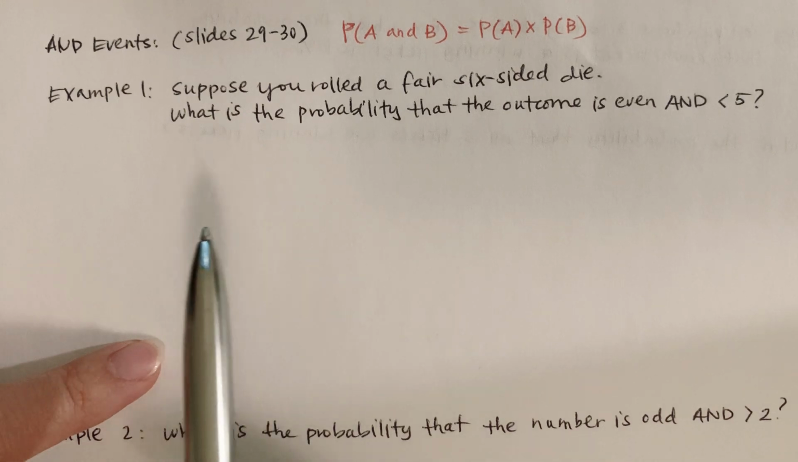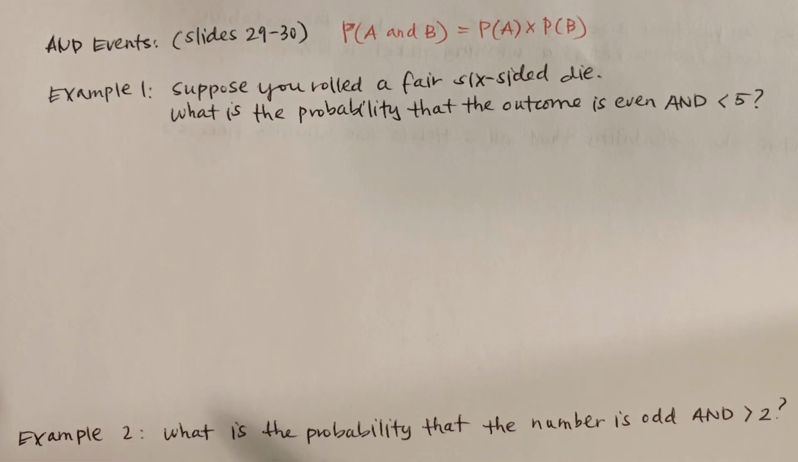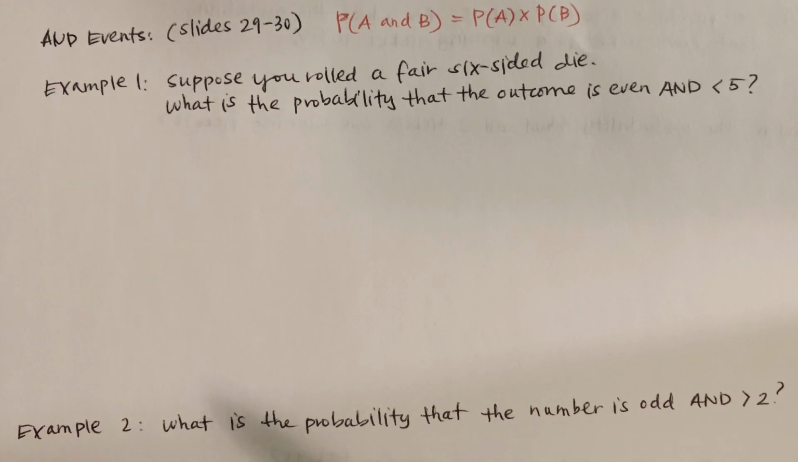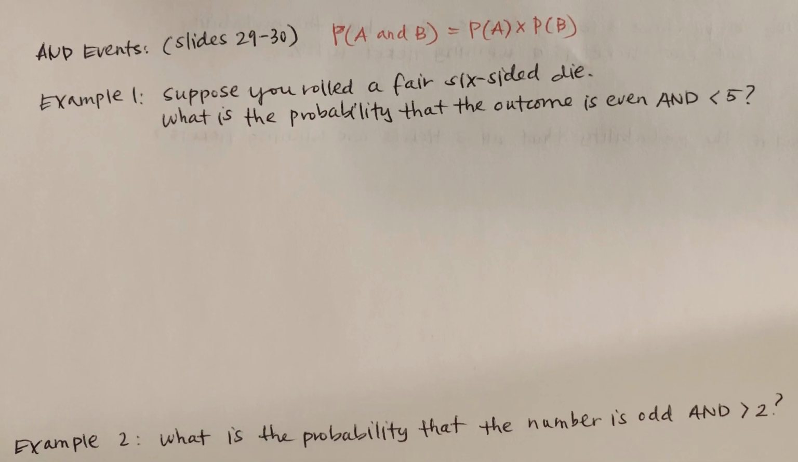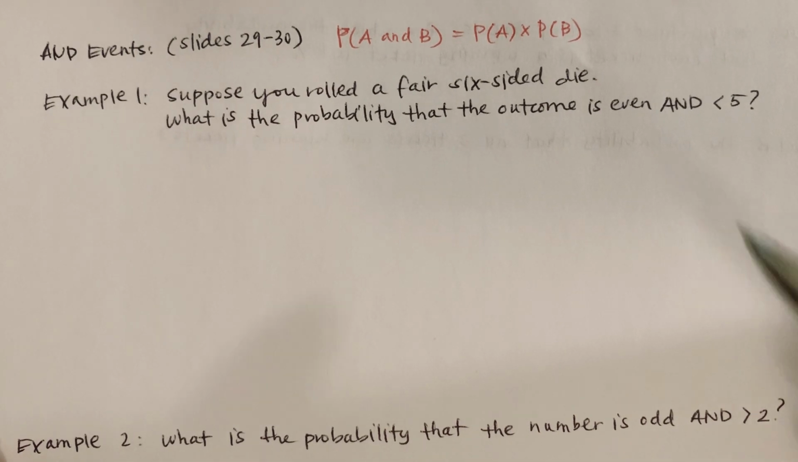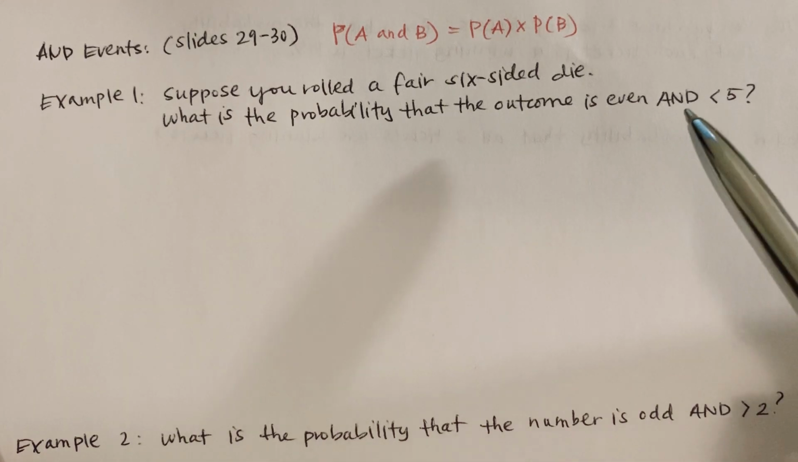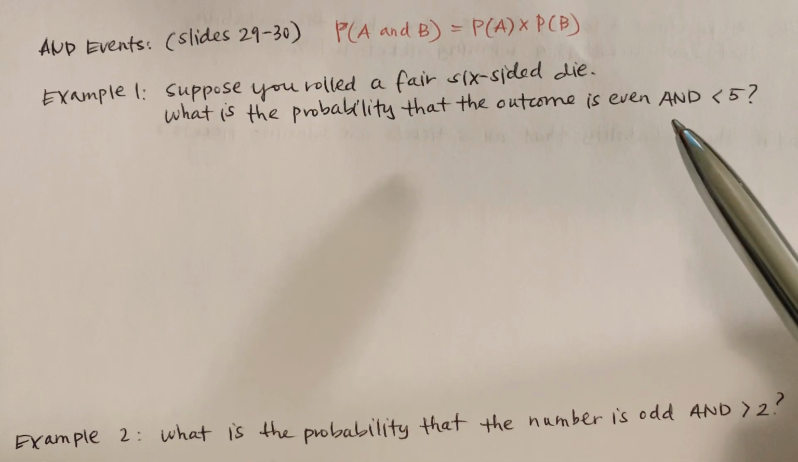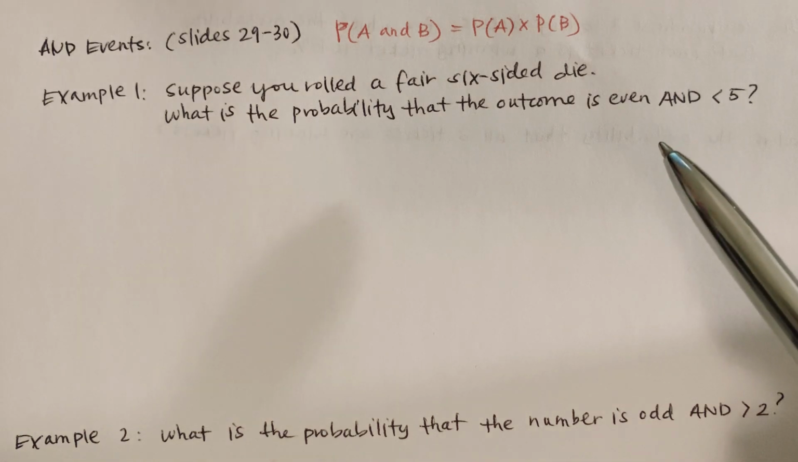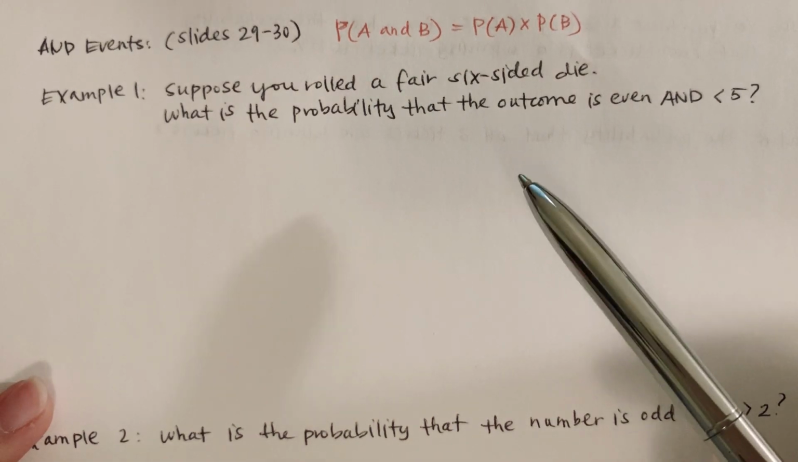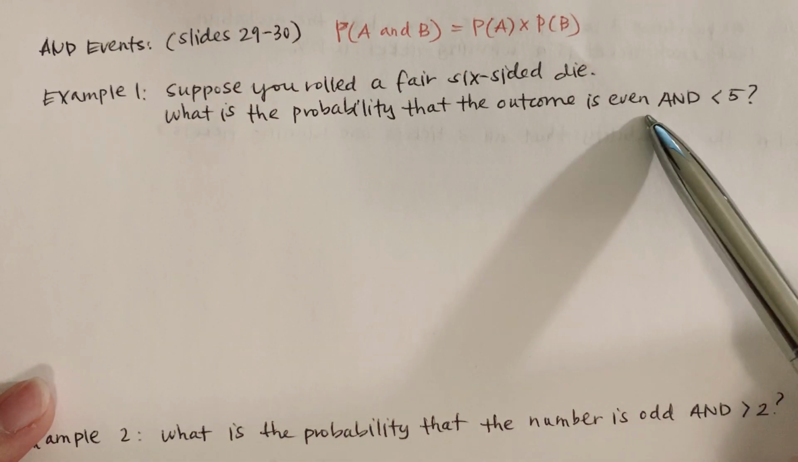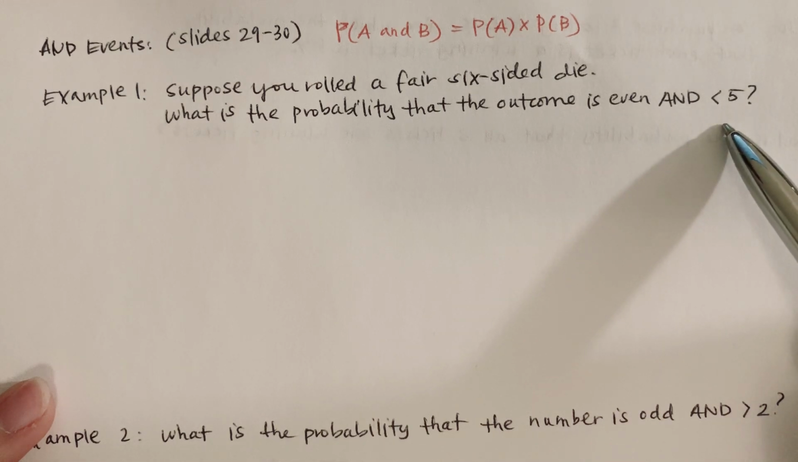So slides 29 and 30 cover some AND examples. 29 covers examples that are a little bit simpler, and then slide 30 deals with an example that is a little bit on the harder side. So example 1 on slide 29. Suppose you rolled a fair 6-sided die. We want to know what is the probability that the outcome is even and less than 5.